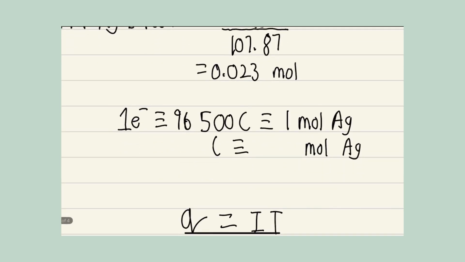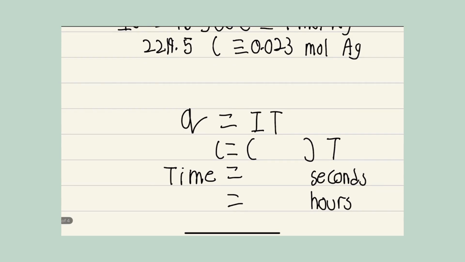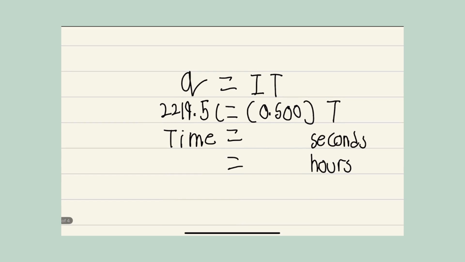Based on this equation, you just substitute 0.023 moles, which gets you about 2219.5 C. Substitute the value again, 0.500, your current, and 2219.5. Move things around and you'll get 4439 seconds, which if we convert it to hours, you get 1.23 hours. So that's for the Roman 2 question.